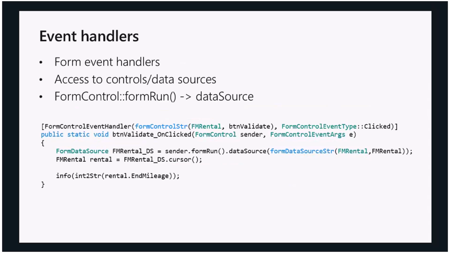Another common ask is how to get access to the data sources on a form from an event handler. As you can see in this event handler, we can get access to the data source via the form control's formRun method. I have sender.formRun as the method, and then I have access to the data source.